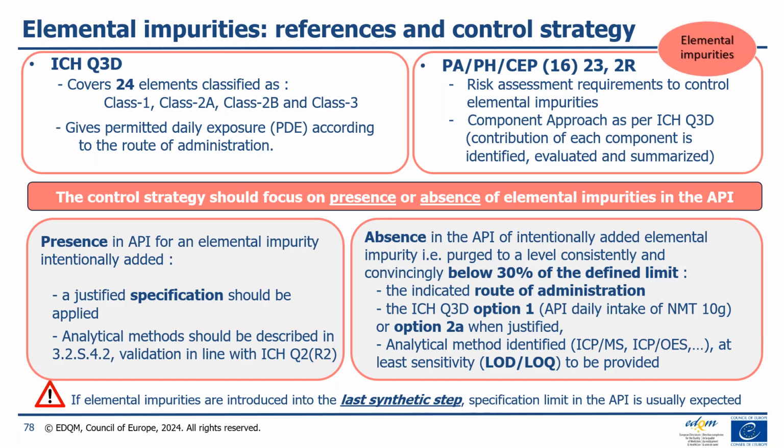The defined limit is defined with the route of administration chosen for the API, and also the option from ICH Q3D, either option 1, which is an API daily intake of not more than 10 grams, or option 2A when justified, and a description of the analytical method identified, either ICP-MS or ICP-OES. At least the sensitivity should be provided, LOD or LOQ. So if elemental impurities are introduced in the last step, then a specification limit in the API is usually expected.